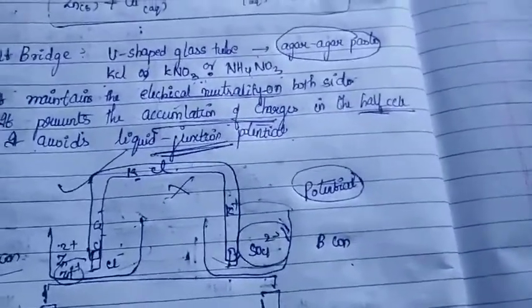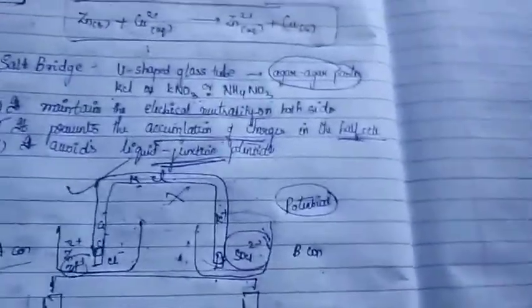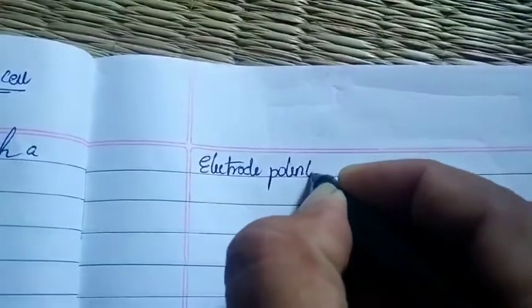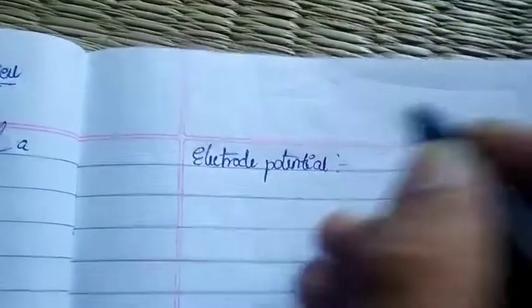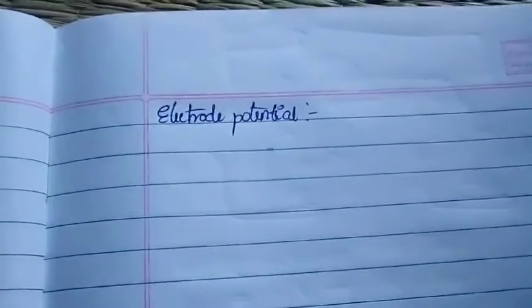Is that clear? Okay. So the next concept we are going to deal with is called electrode potential. What is it called? Electrode potential. Very much important. Okay. Now let us see what you mean by an electrode potential.